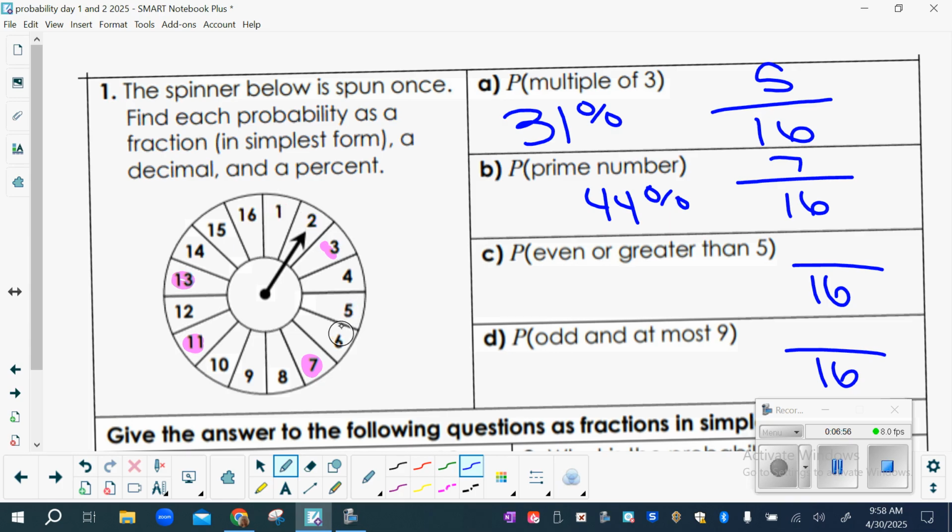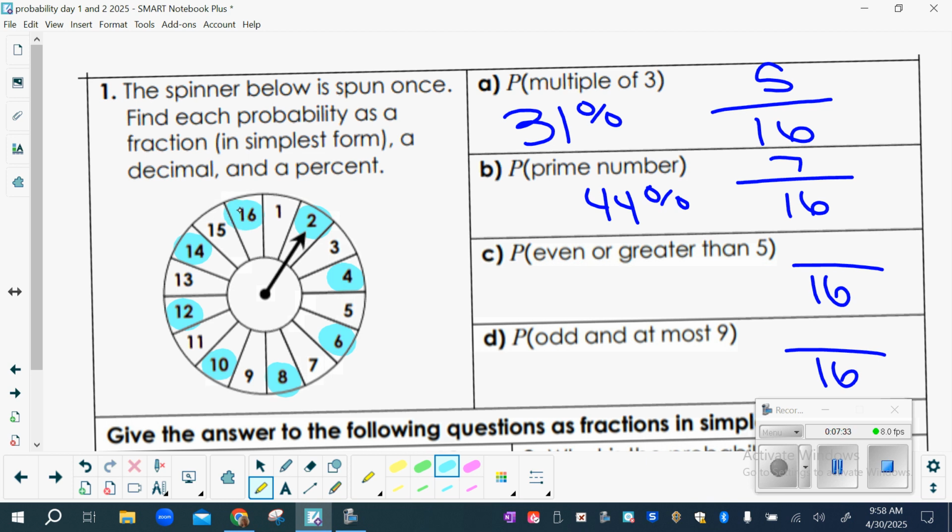Oh, I like this next one. Be careful on it. It can be even or it can be greater than 5. So I want you to count all the even ones and all the numbers that are greater than 5, but be careful if you get duplicates, right? So here's what I'm going to do on this one. I'm going to start by counting all of my even numbers, right? That's an even number. That's an even number. That's an even number. That's an even number. That's an even number. That's an even number. And that's an even number. And that's an even number.